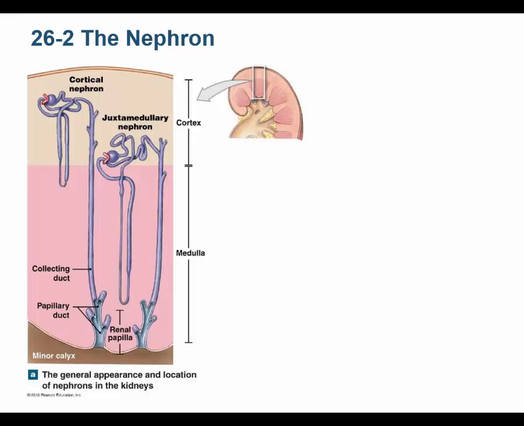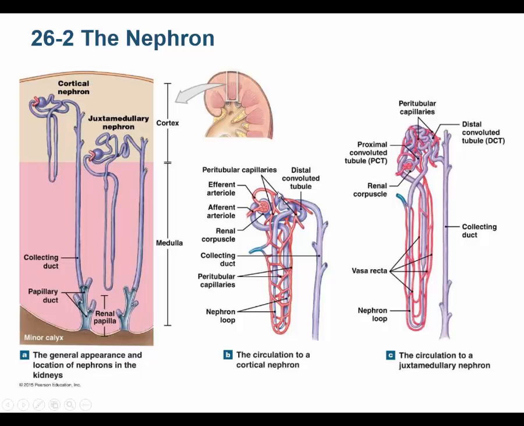Juxta just means next to. So when you say juxtaglomerular apparatus, JGA, juxta, next to the glomerulus. Juxtamedullary nephron, juxta, next to the medulla. And remember, this is the medulla, so the juxtamedullary nephrons are next to the medulla, whereas the cortical nephrons are high in the cortex.